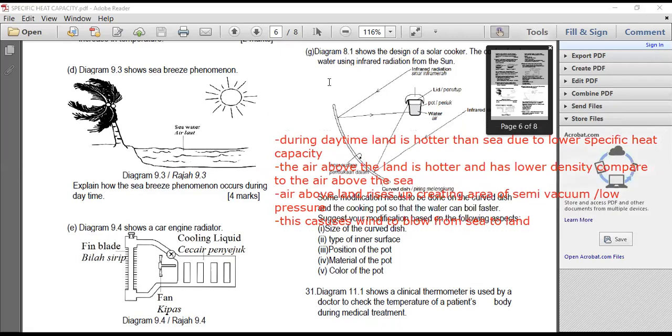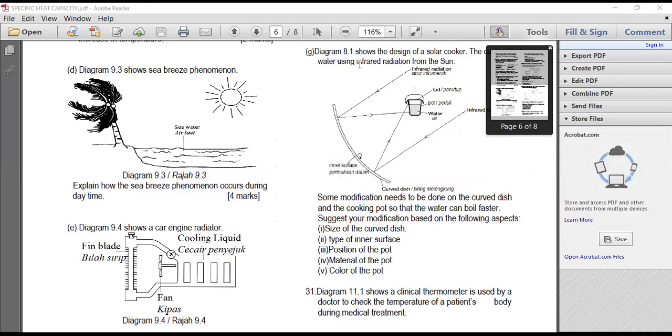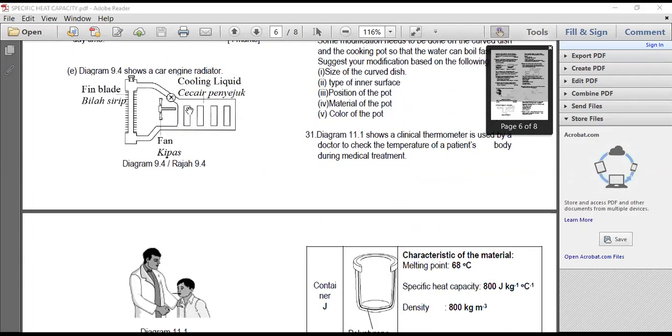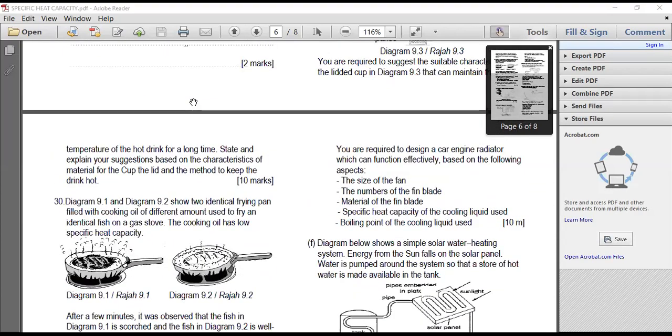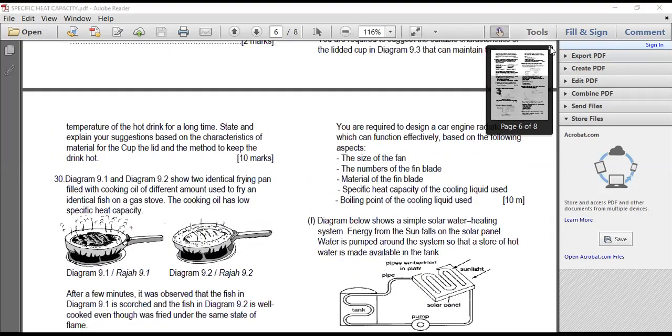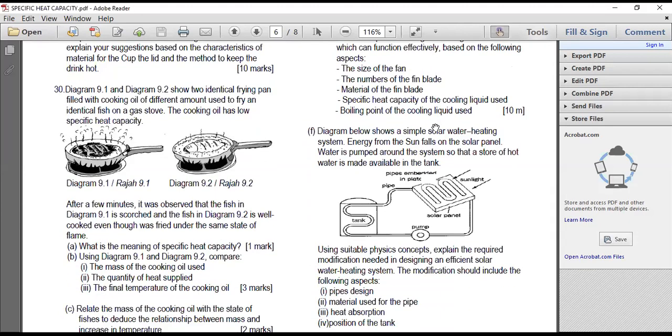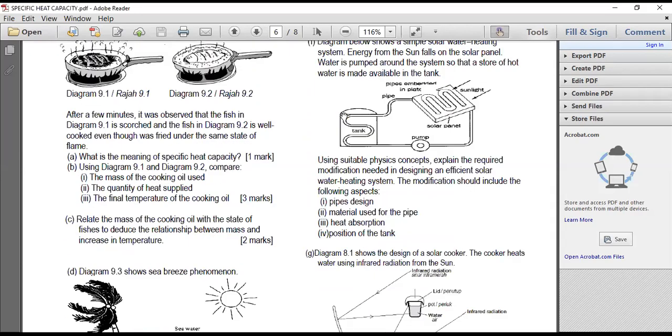Now, next we look at the question here. Diagram 9.4 shows a car engine radiator. You are required to design a car engine radiator which can function effectively based on the following aspects: the size of the fan, the number of fin blades, material of the fin blade, specific heat capacity of the coolant liquid, and the boiling point.